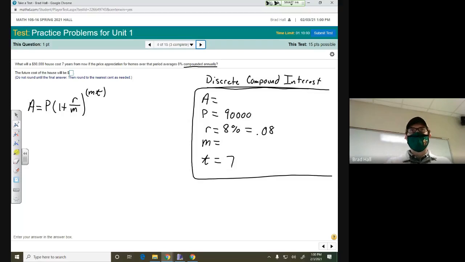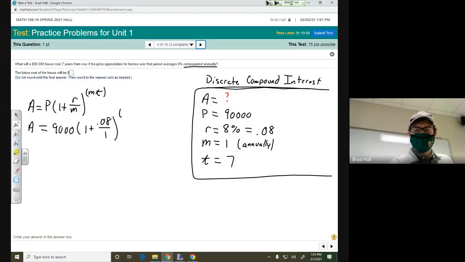We're compounding annually, which tells us that M is 1. And then that leaves us with A. We don't know A, so we have to figure out A. So let's plug in everything we know. 0.08 divided by 1, times 1 times 7. So the good news is, since A is already by itself, we could just go ahead and throw everything in the calculator.